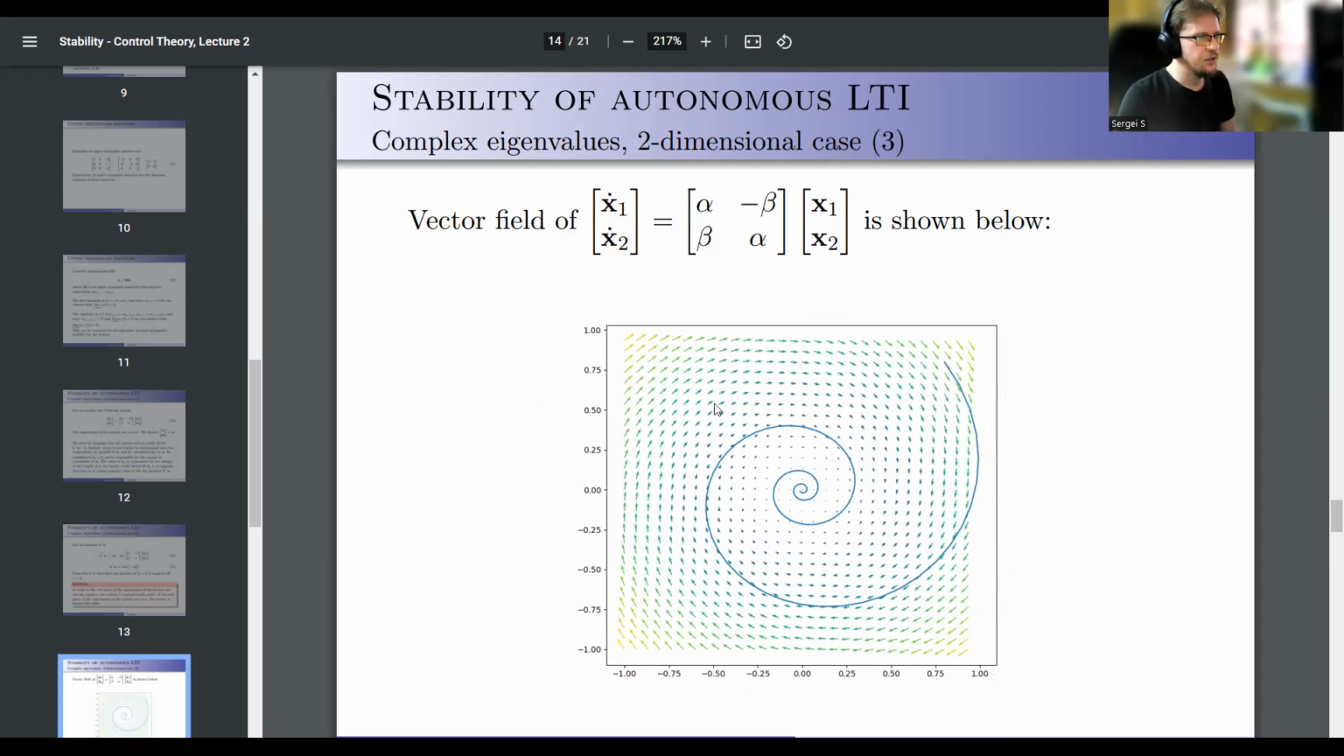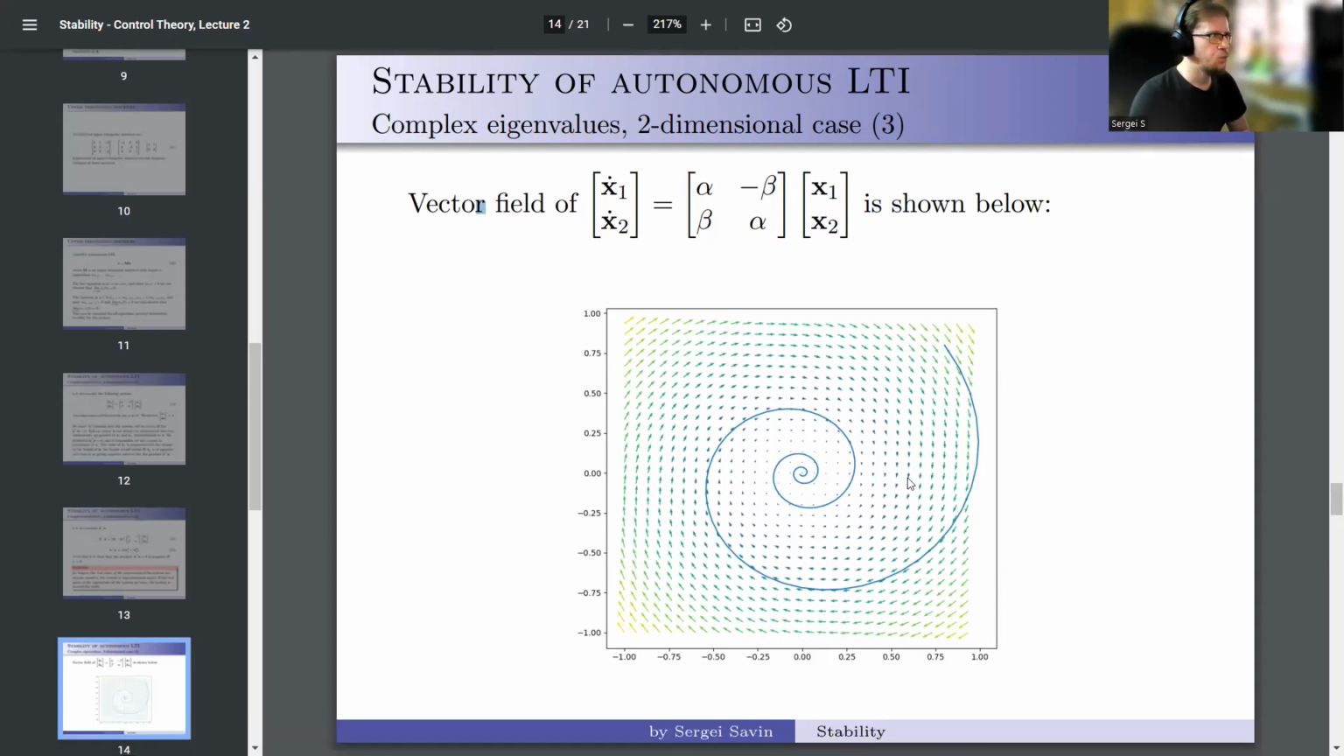Now, how fast it goes around, so how many windings it will get, depends on the complex part of the eigenvalue. But that is not something we are going to study right now. You will hopefully have it in tutorial sometime. Okay, good. So this is a 2x2 system with complex eigenvalues.